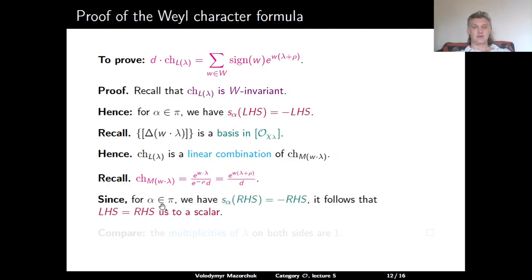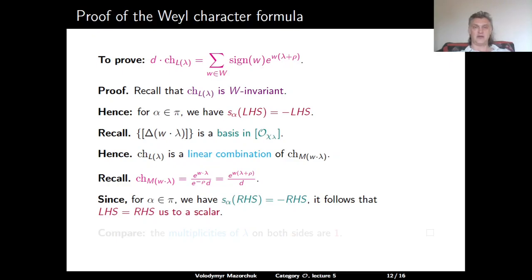Since for all simple roots alpha, S alpha of the right-hand side is equal to minus the right-hand side, and we already established this property for the left-hand side, it follows that the left-hand side and the right-hand side are equal up to some scalar.